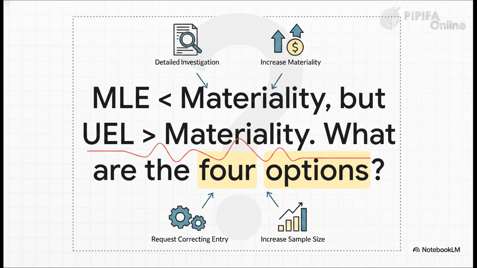For all you candidates watching, listen up, because this is a classic scenario, both for exams and in the real world. Your best guess of the error, the MLE, is under the materiality line, which is great, but your safety margin, the UEL, goes over that line. What do you do? The FAM gives you 4 distinct paths you can take.